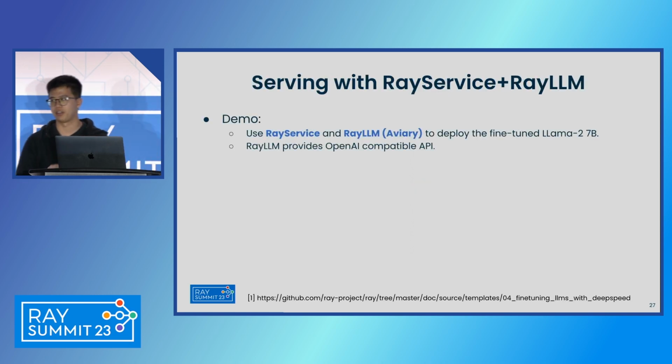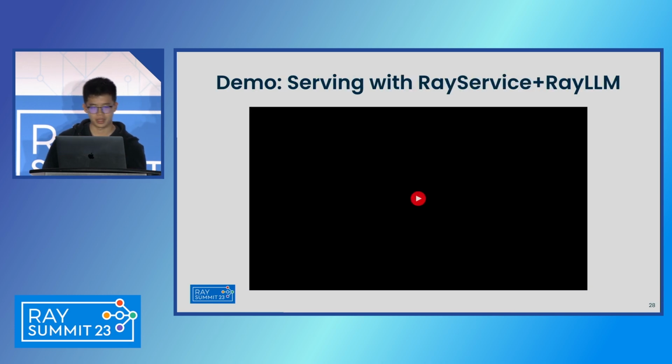After we finish the fine-tuning, we can serve the fine-tuned model with Ray service and Ray LLM. Ray LLM was previously named Aviary. It is a tool that can help you serve your large language model on Ray, and it provides the OpenAI compatible API. So it's pretty easy to use the OpenAI Python package to use the endpoint that's served by Ray service. And this is the demo.